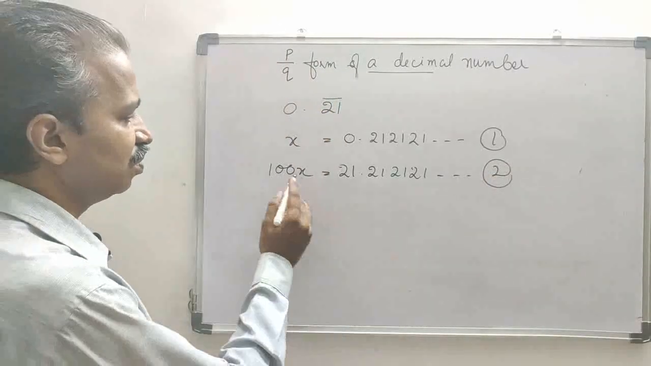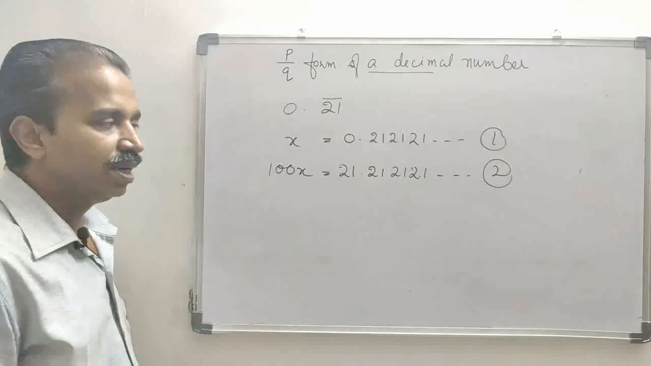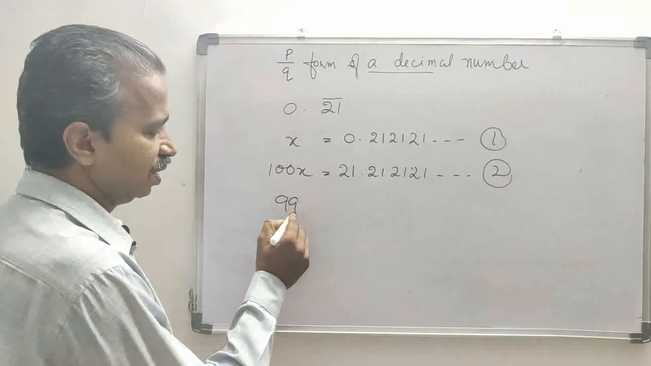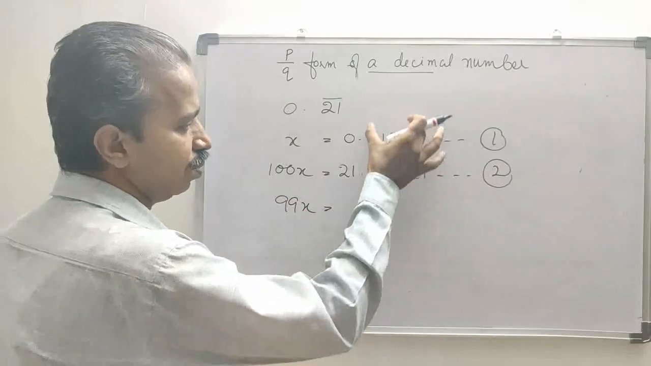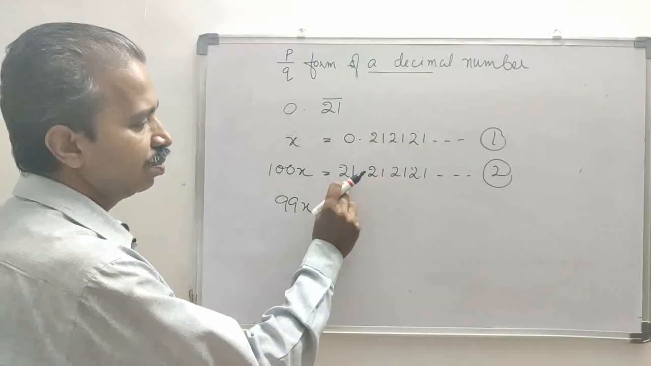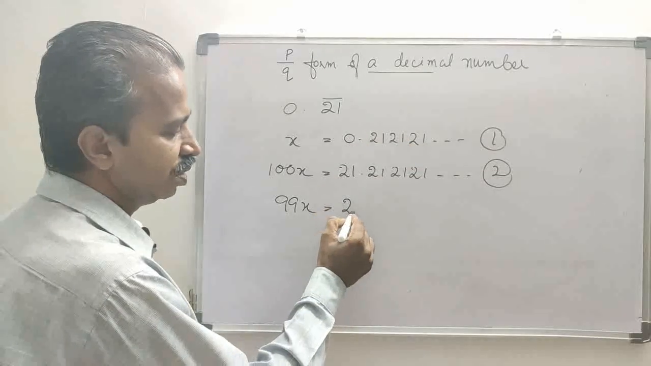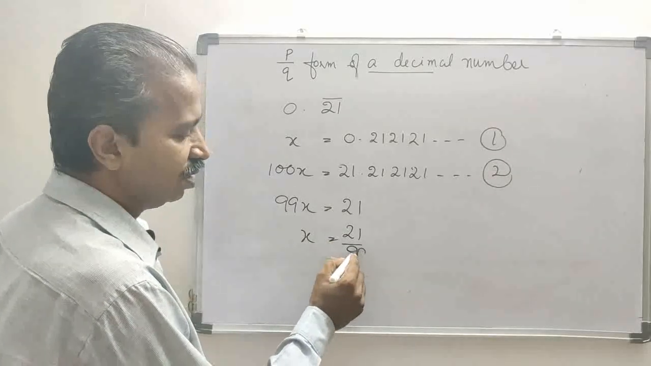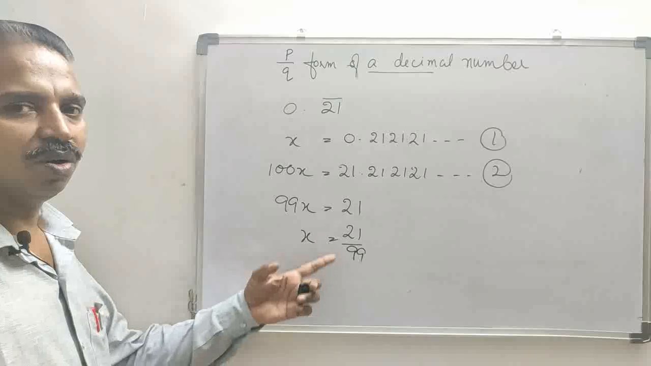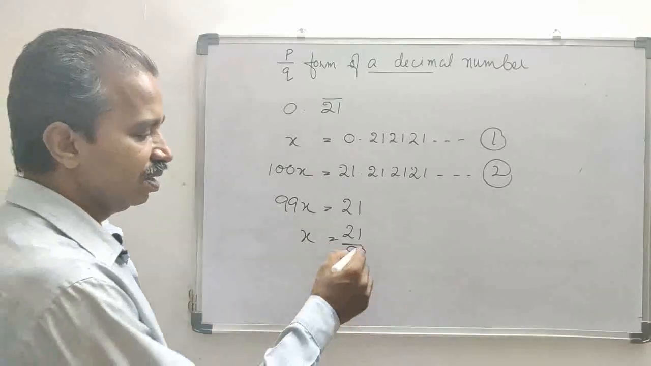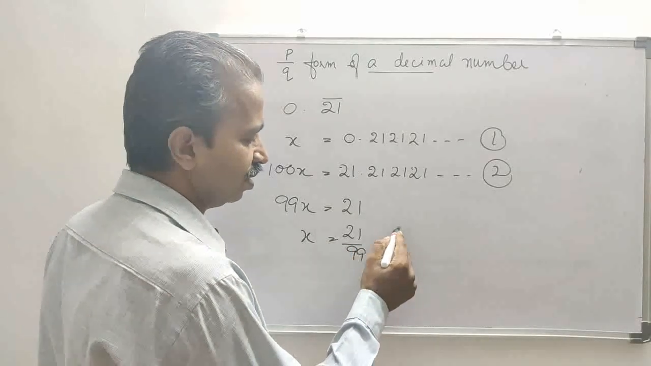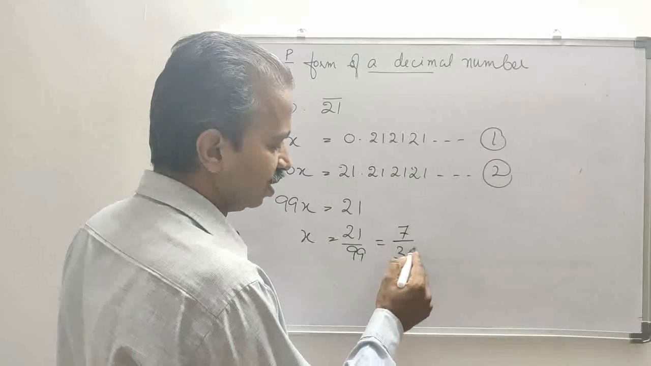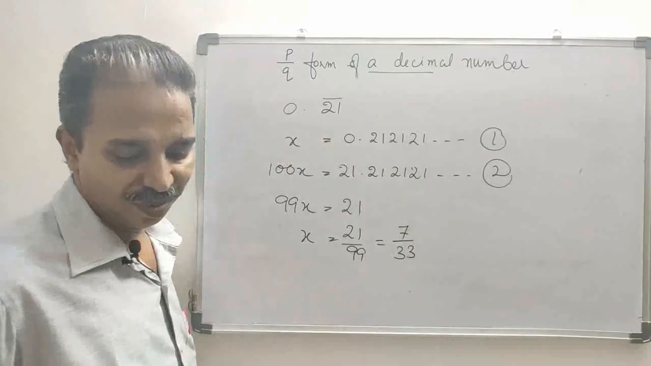Subtracting 1 from 2, we get on the left side 100x minus x is 99x. So, 99x is equal to, this decimal part will become 0. Integer part 21 minus 0, we get 21. Therefore, x is equal to 21 upon 99 we get. There is 3 common in numerator and denominator. Cancelling that, we can write it as 7 upon 33. That is the P upon Q form of it.